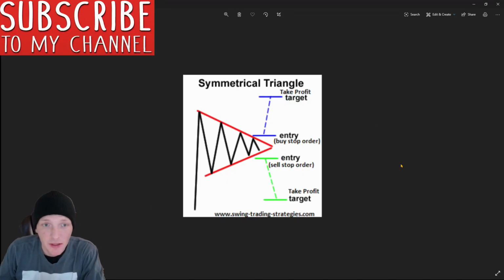And here's another example of another wedge that I've pulled from the internet. It's showing you a couple ways that you could trade it. When it breaks to the upside, entering in there, taking your profit right there. Or if it breaks to the downside, you know, entering in there short and taking your profit down there.